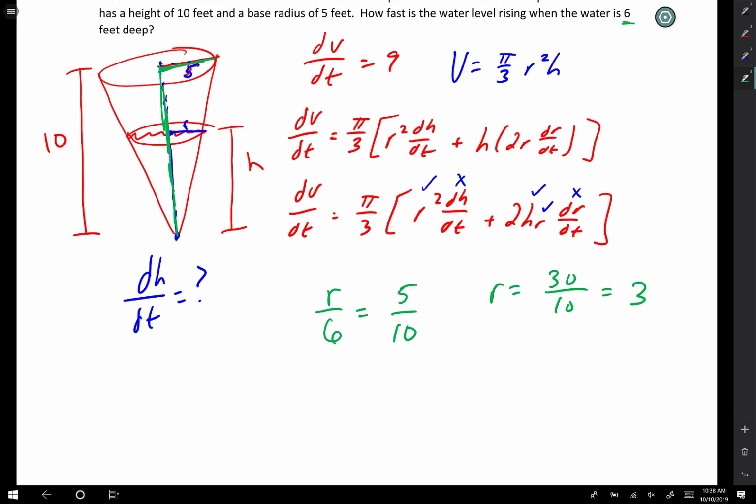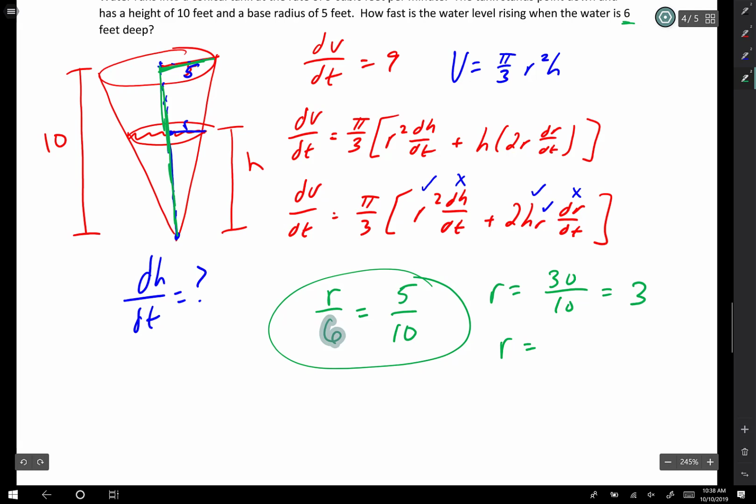Okay. Now, real quick, I'm going to come back and also do this. R is also equal to, this was an H, and I'll put the 6 there. But why are we finding the radius when the water's at 6 feet? We're not even using dH/dt. But I need the radius because I need the radius and I need dr/dt. I cannot solve for dH/dt. Everything in green is what I have.